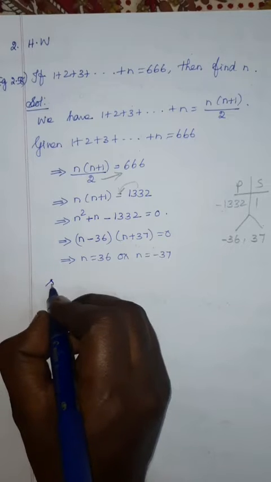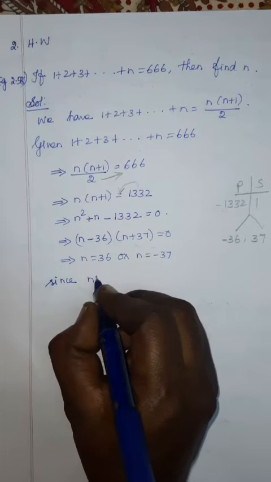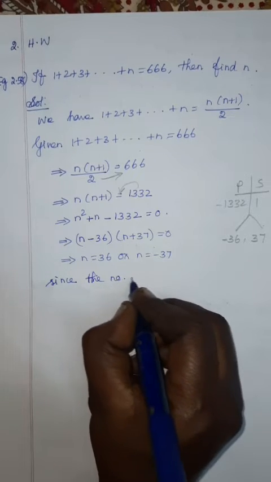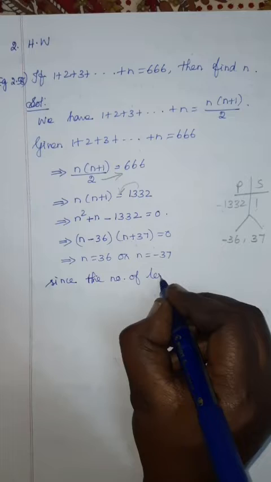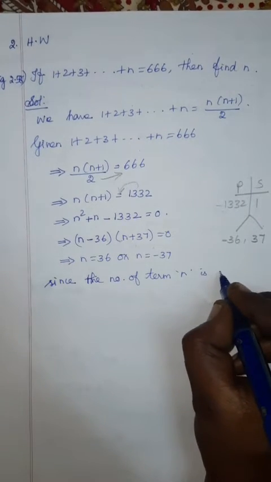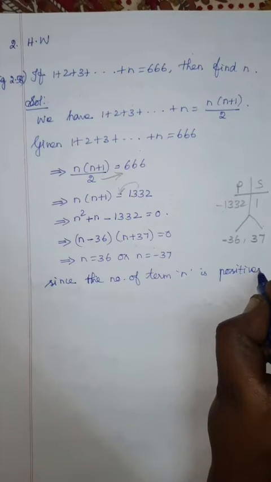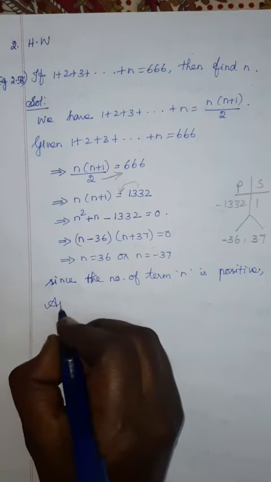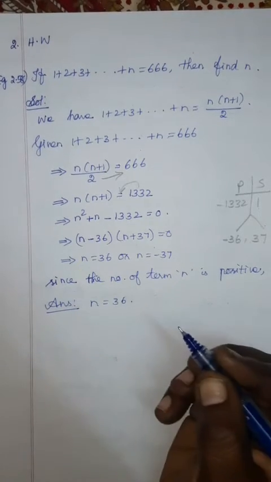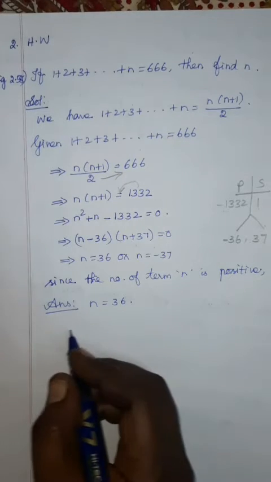Okay, since n, the number of terms, is positive, the answer is n = 36. We should not choose the negative value −37.